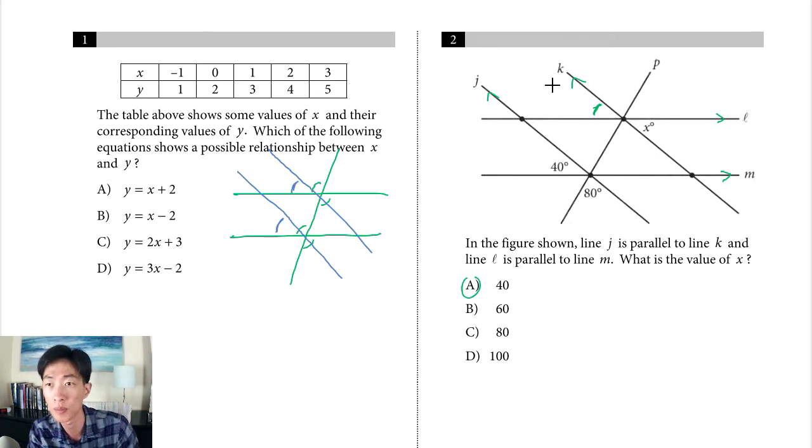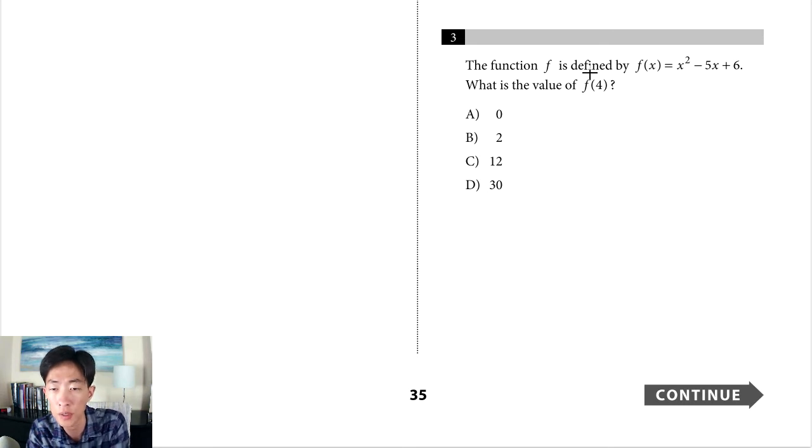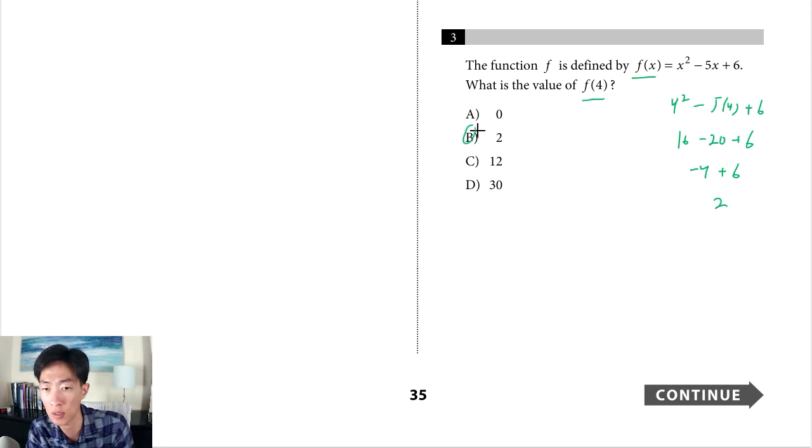Question 3, the function f is defined by f of x equals that equation. What is the value of f of 4? So this is a very simple plug-in type of problem. So f of x is that, f of 4 is that, so we're going to plug in 4 for x. 4 squared minus 5 times 4 plus 6, 16 minus 20 plus 6 is going to give us negative 4 plus 6, and that's going to equal positive 2. So B is the answer.